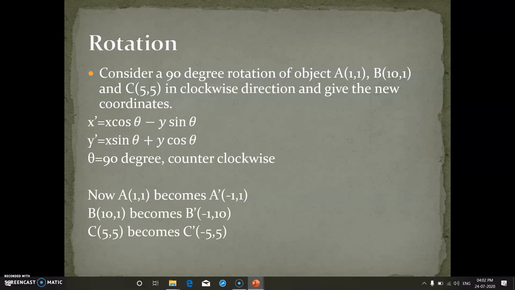Now I'll find the new coordinates. A(1, 1) becomes A dash (-1, 1), B(10, 1) becomes B dash (-1, 10) and C(5, 5) becomes C dash (-5, 5).